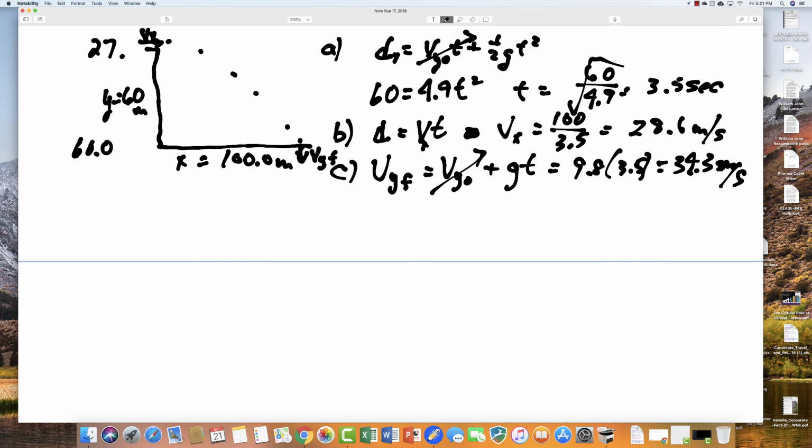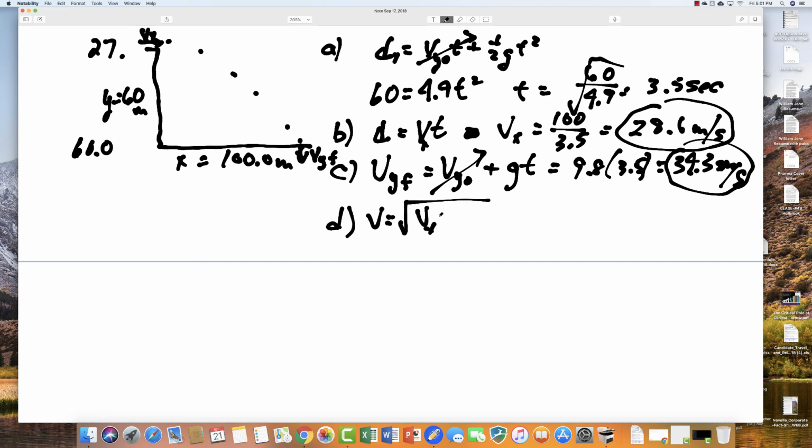Then the last question is, what is V? You have this vertical component of 34.3, and you have this horizontal component. So now what is the V, if this is the horizontal and this is the vertical component? And V is going to be the square root of Vx squared plus Vy squared, which is going to equal, put the squared in there, 44.7 meters per second.